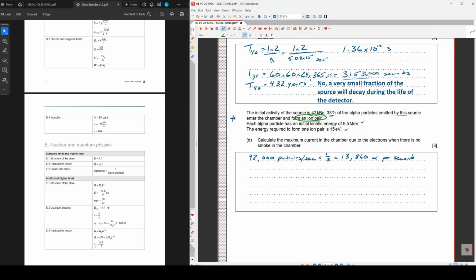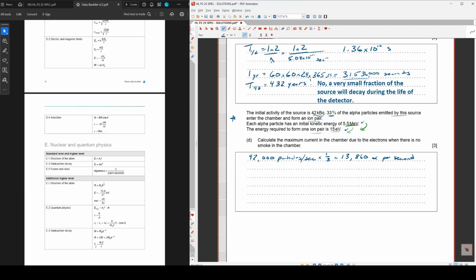because the alpha particles emitted by the source enter the chamber and form an ion pair. They are clearly implying here that they form one pair. Each alpha particle forms one pair, but they don't, because then down here they're implying the correct thing, which is to form one ion pair, it takes this much energy. The alpha particle has way more, so an alpha particle is going to form many, many ion pairs, and I got to figure that out. It's a bad question, but let's do it anyway.